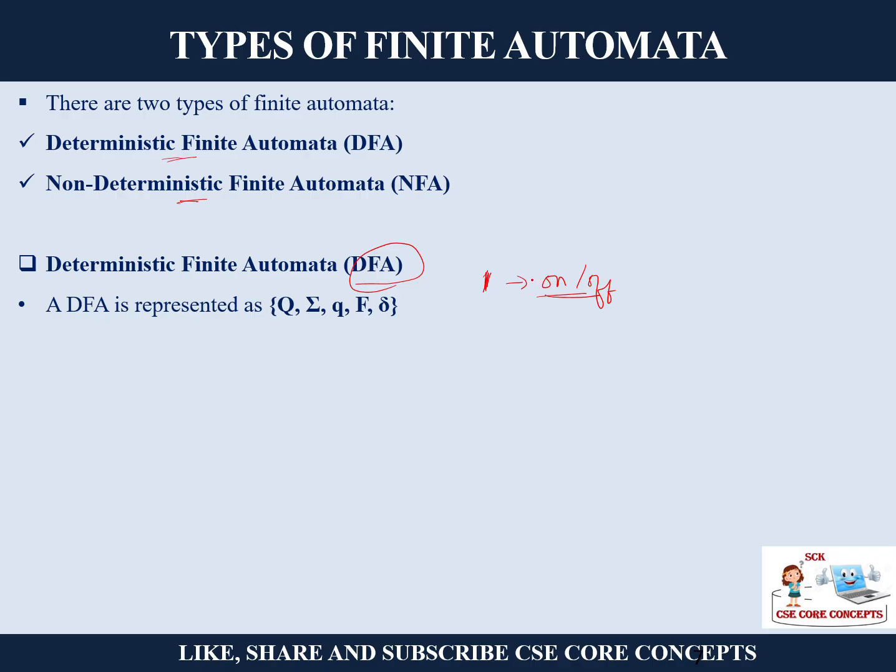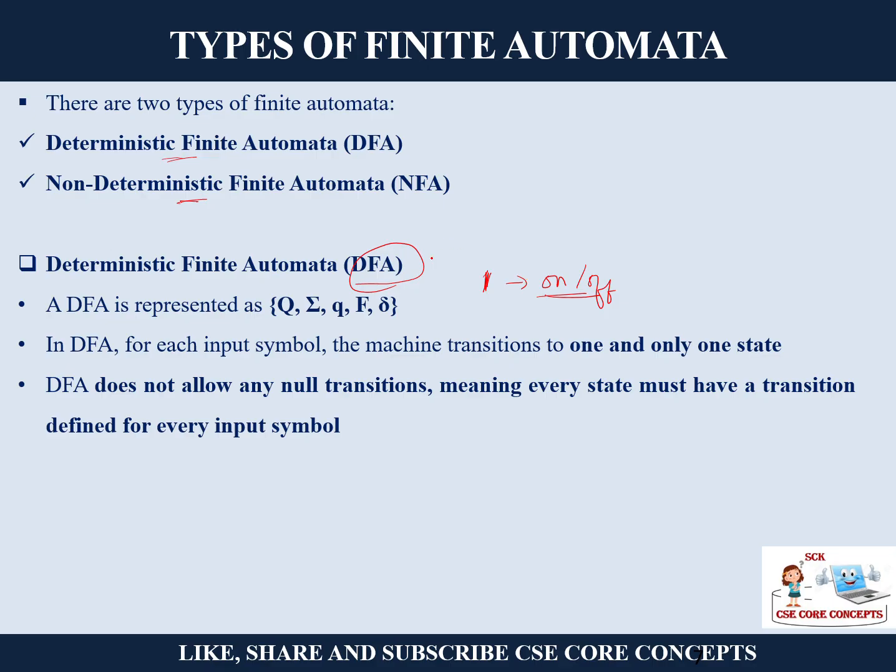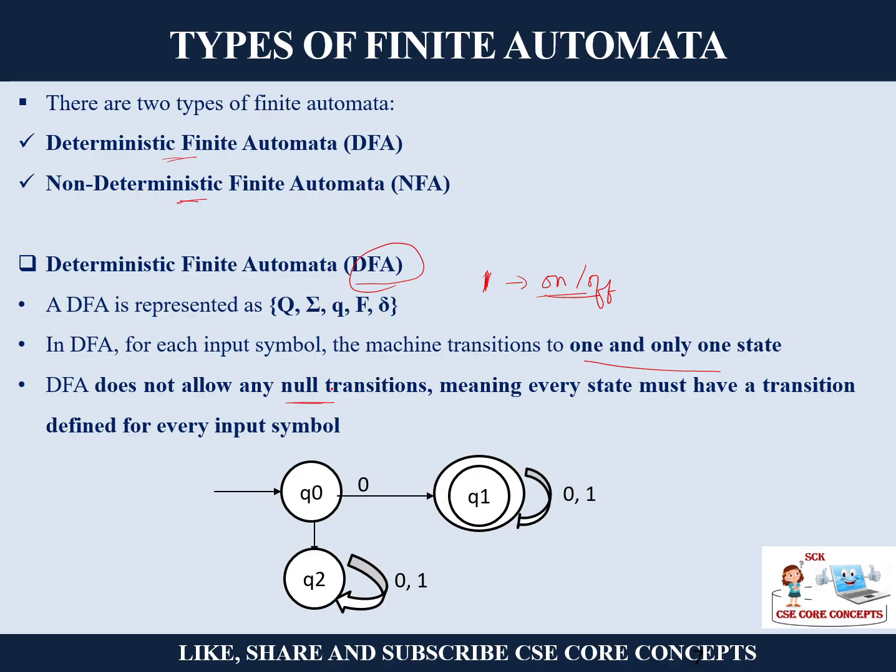So that is non-deterministic. In a DFA, for each input symbol, there is one and only one state. So it does not allow any null transition. You cannot have a null transition, like if I don't do this, what will happen? No. In a deterministic finite automata, there has to be some input, and when you have an input, you go to some state or the other. So this is your deterministic.